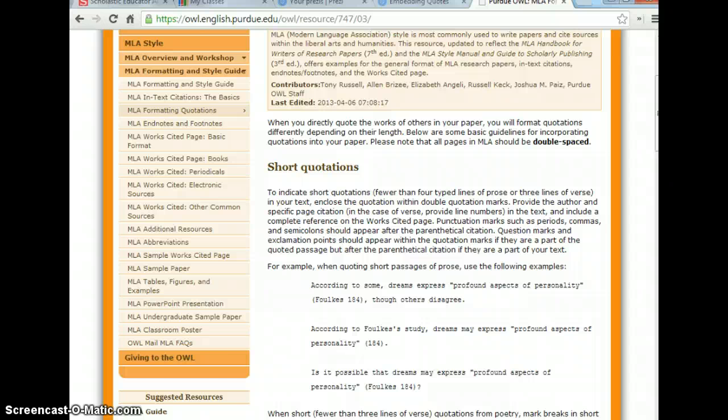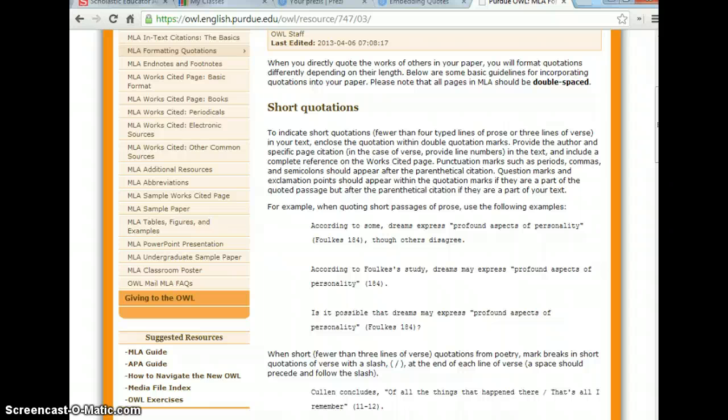Short quotations look similar to these 3 examples here. According to some, dreams express, and then they have their quote, profound aspects of personality. That's not that author. They had to quote some other author, therefore that's in quotations. This is the guy who said it, and that's the page number it was found on, though others disagree. It could be said the same exact quote in 2 other ways.